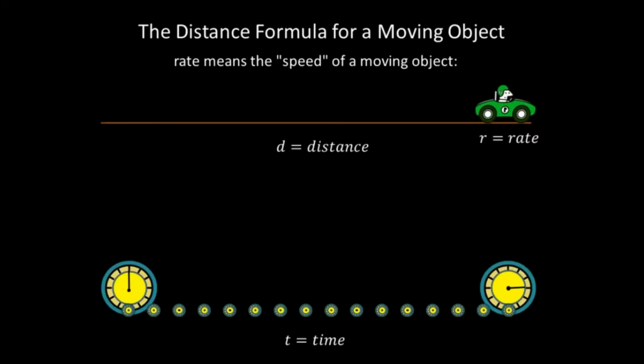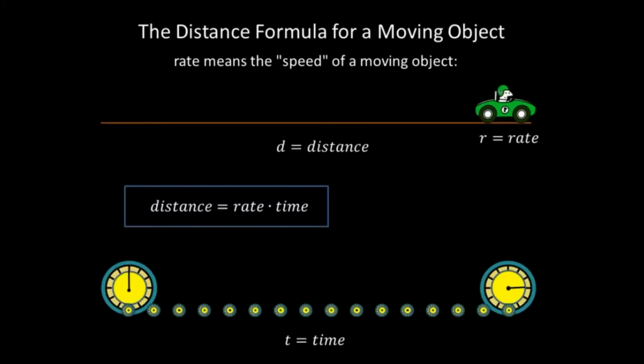The relationship between distance, rate, and time is that the distance an object travels is equal to the rate or speed that it travels at times the time. It's represented by this formula. D, the distance, equals R, the rate or speed, times T, the time.